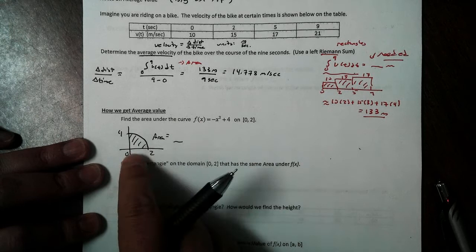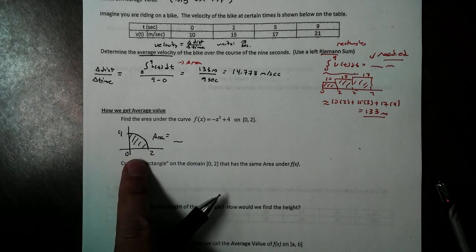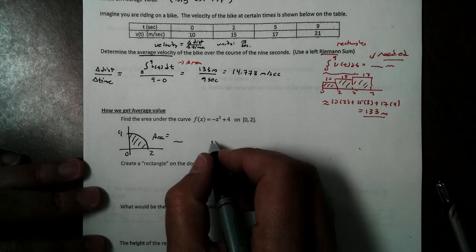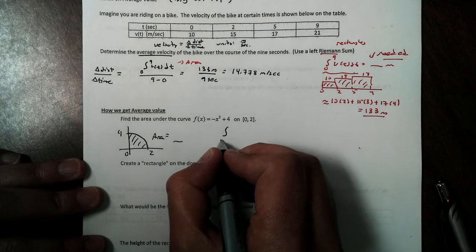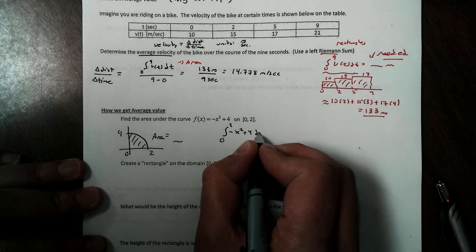Well, the problem is, there's no formula for it. I know what you're thinking, can't we just use a circle? Well, we could if it was a circle, but it's not, so we can't use that. So we have to integrate this from 0 to 2, negative x squared plus 4 dx.